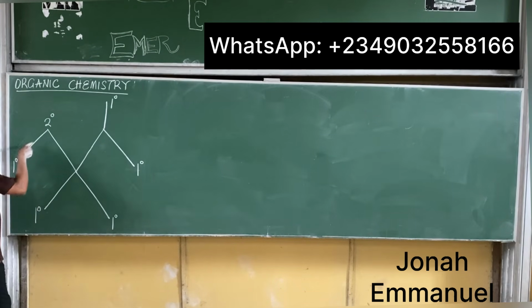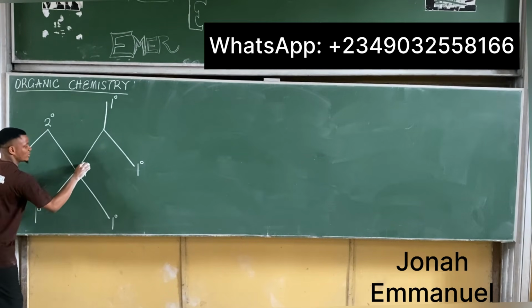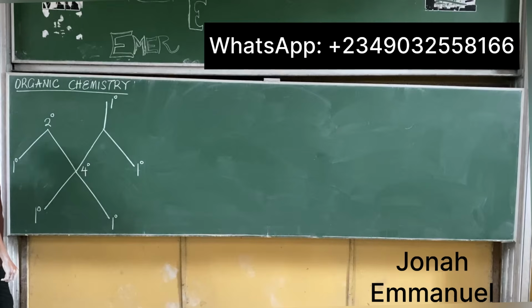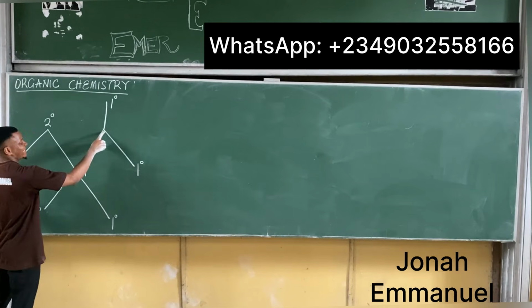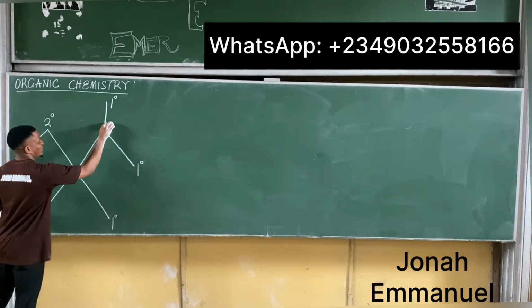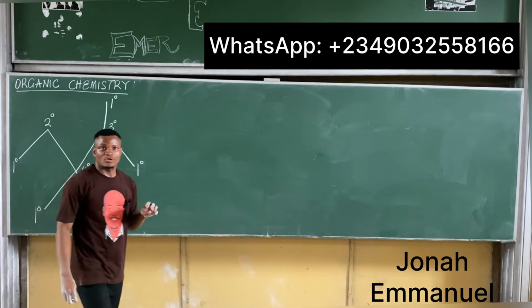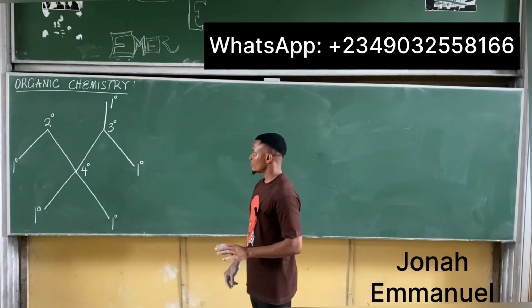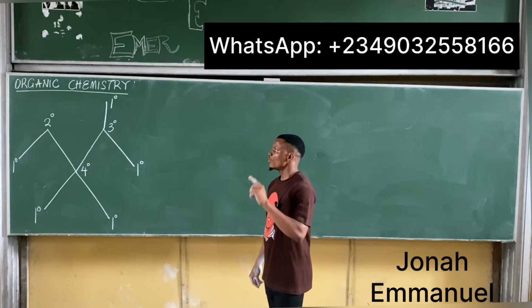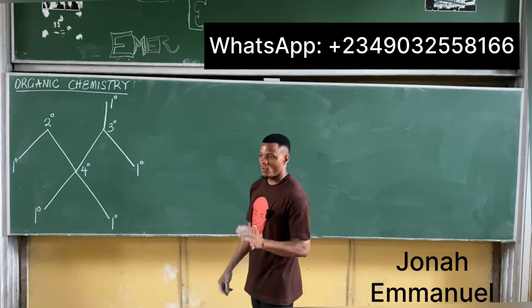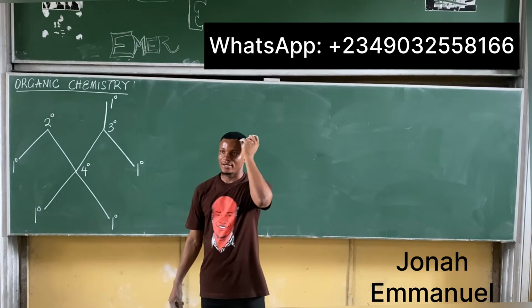So this junction, this junction, this junction, please. This one has how many attachments? So it becomes what there? It's called a quaternary carbon. This one has how many attachments there? Becomes a tertiary carbon. That's all. So I have 5 primary, 1 secondary, 1 tertiary, 1 quaternary carbon.